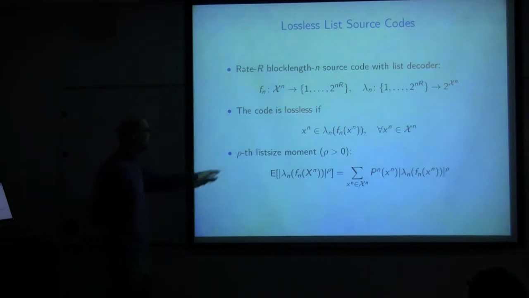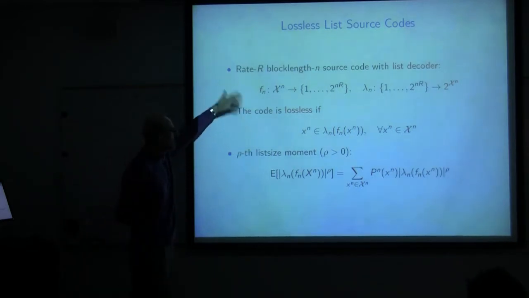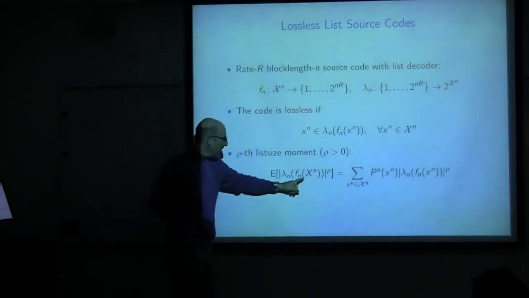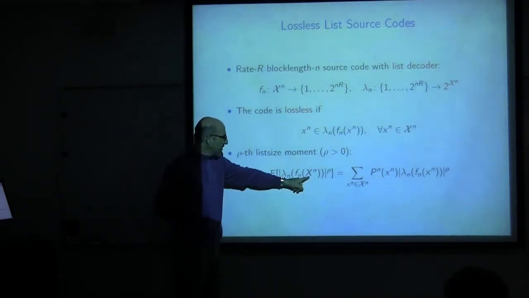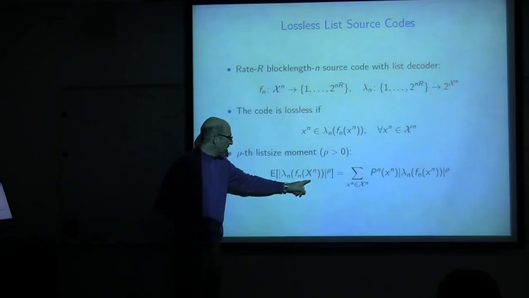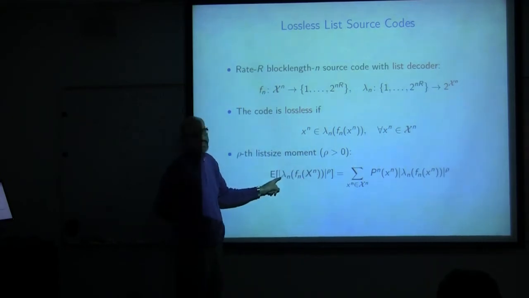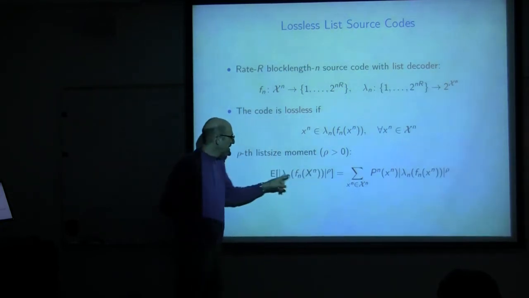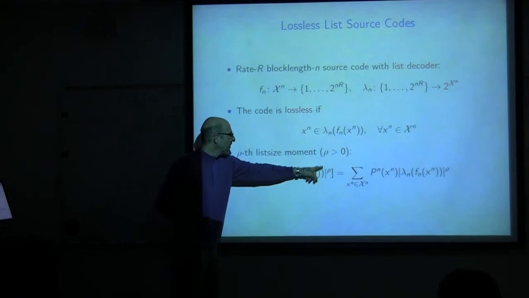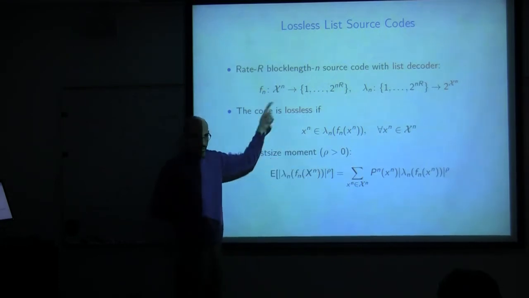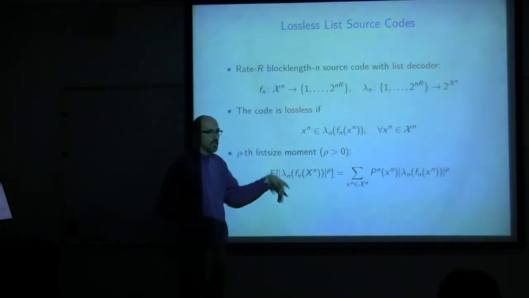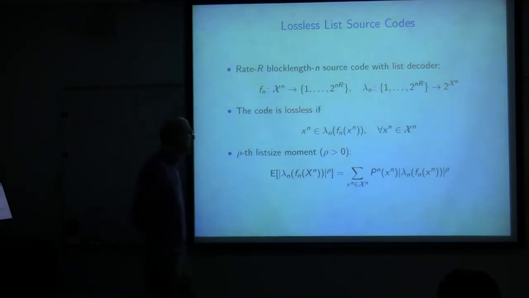And here we have the list size in terms of these definitions. So what we're looking at is, if X^n is drawn IID according to the distribution P, this is its description. This is the list size. This is the list that is reconstructed. And the cardinality of that I denote by these bars, raised to the power rho, gives me the rho-th power of the list size. The expectation is the rho-th moment. And this is what I'm interested in.